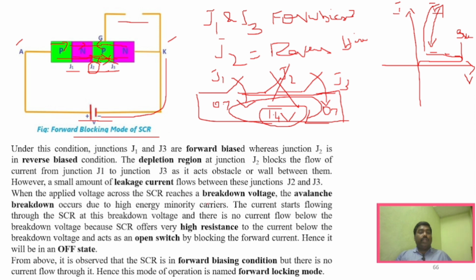So the SCR will be turned off until the breakdown voltage happens. J1 and J3 are forward biased, and J2 is reverse biased. Whatever I explained is what is given here. This is called the forward blocking mode, because the SCR is turned off. Only after breakdown will the conduction take place.